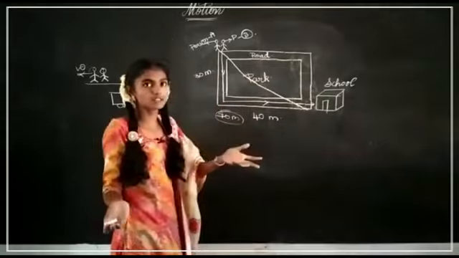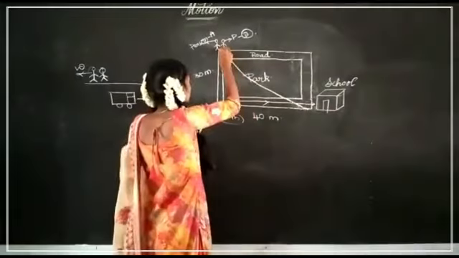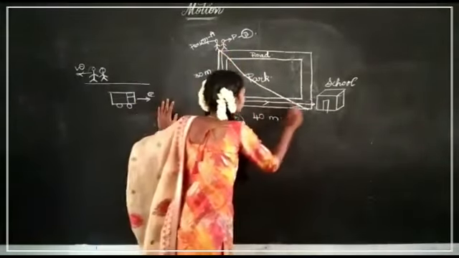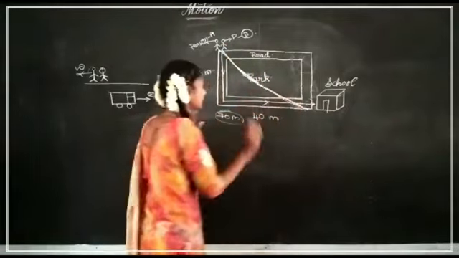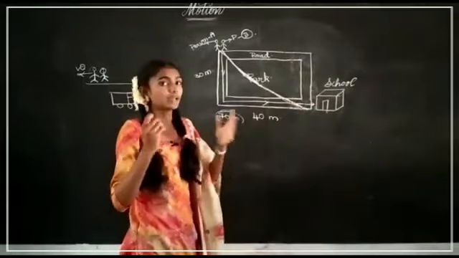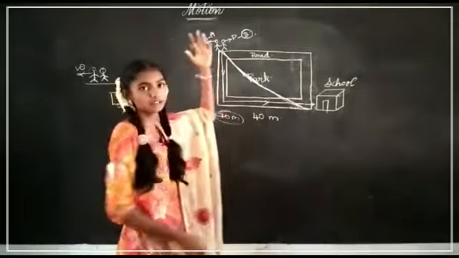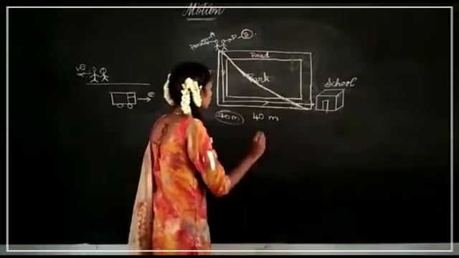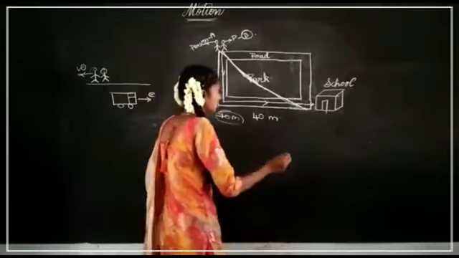To calculate displacement, as this is a right angled triangle, we can apply Pythagoras theorem. By doing Pythagoras theorem, we can find out the total length covered by person B. So we will find out the displacement here.